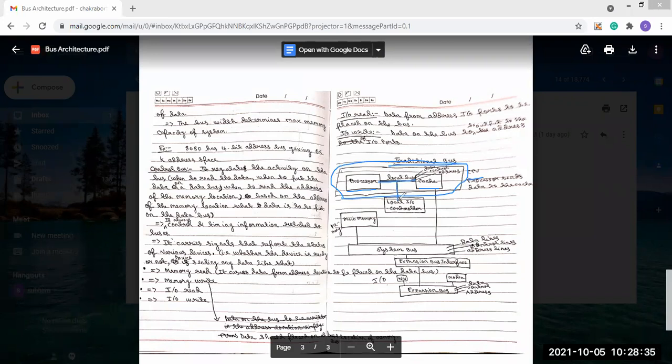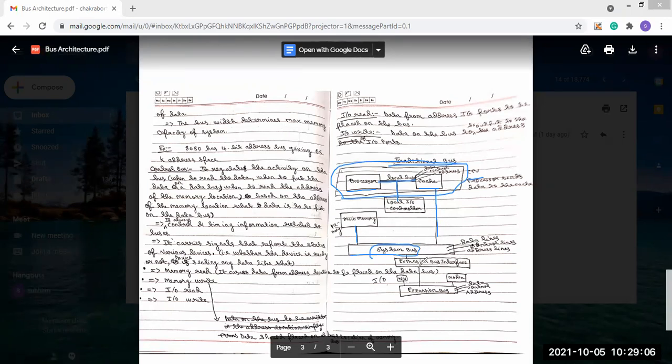And here it is connected with the local input output controller. And the main memory that is present is connected with this cache with the help of the system bus. With the help of the system bus, the main memory is connected with the cache memory.